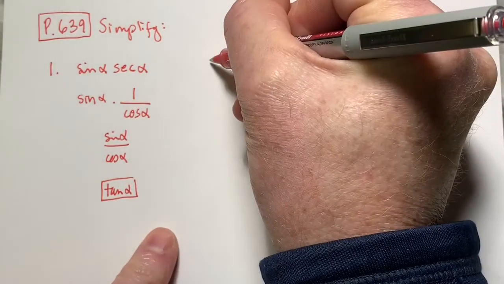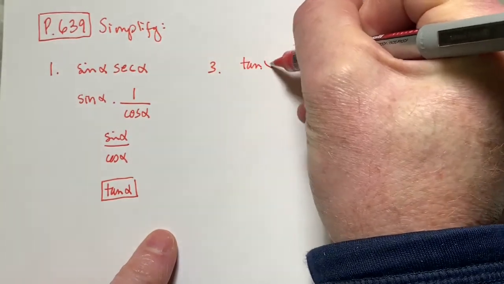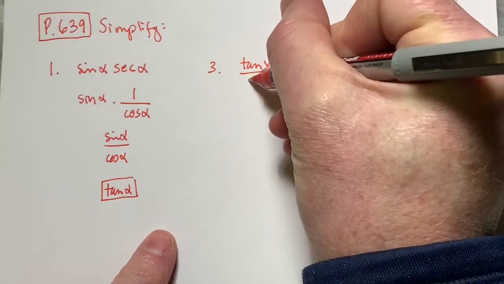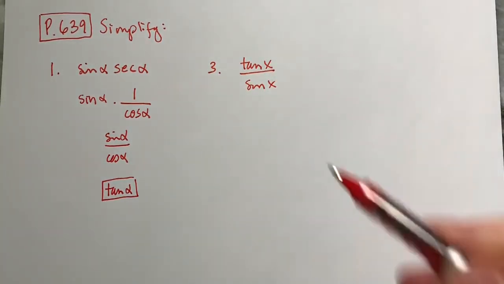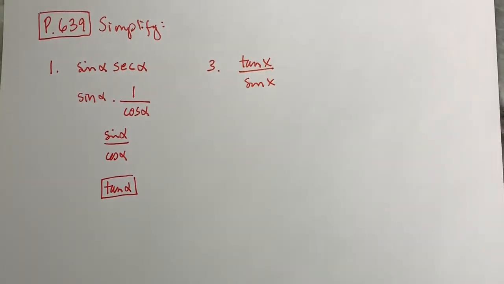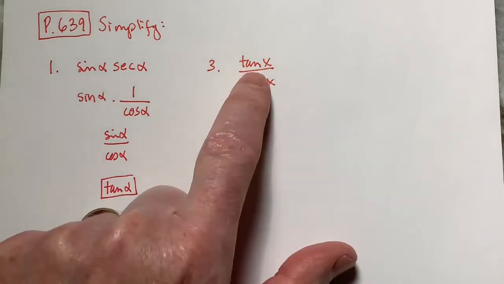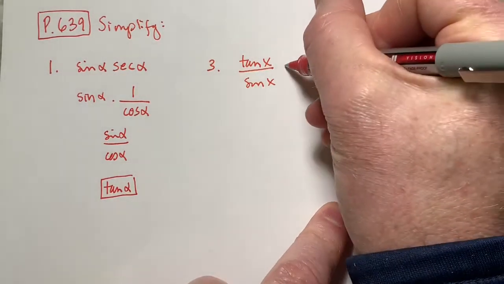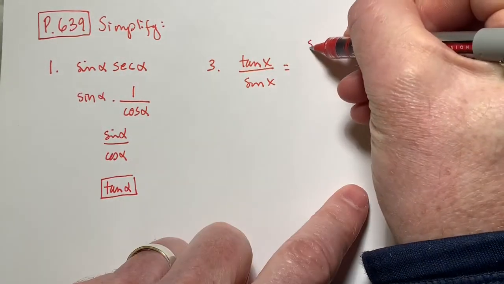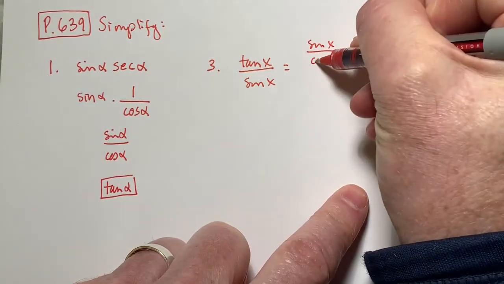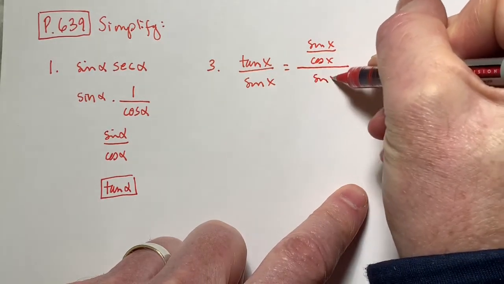All right, so let's look at number 3. Number 3 gives you the tangent of x over the sine of x. Again, tangent over sine, that's not an identity that I have, but I do know that tangent, because I just did it here, is the same thing as sine over cosine. So I'm going to work this one to the right as opposed to down. Tangent is the same thing as the sine of x over the cosine of x, and then that whole thing is divided by sine of x.